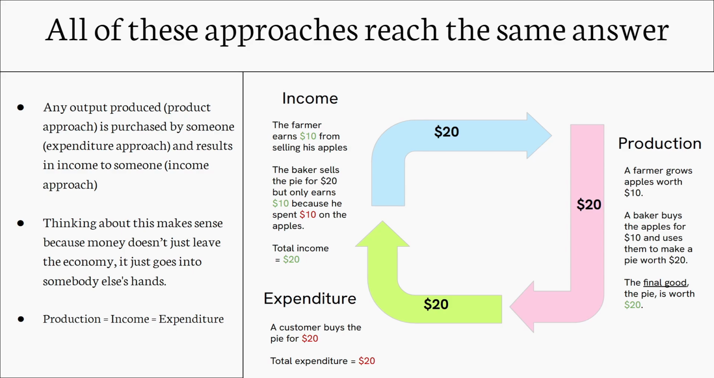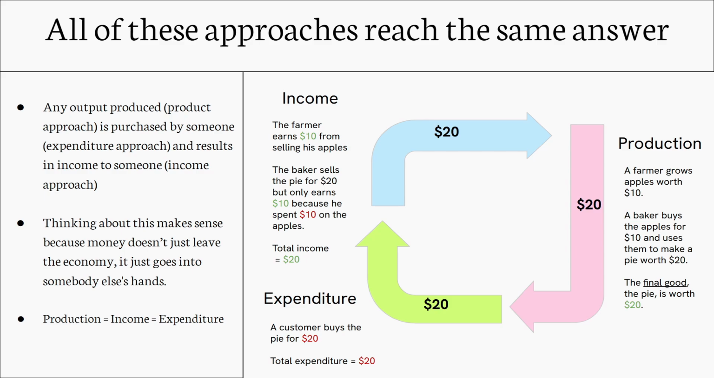And then going to the expenditure approach, a customer would buy the pie for $20, so the total expenditure would be $20. It's just that simple. This is why we use the expenditure approach. It's so much easier. And then the income approach, you can also see how it's more complex.